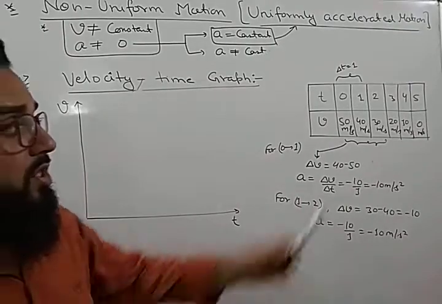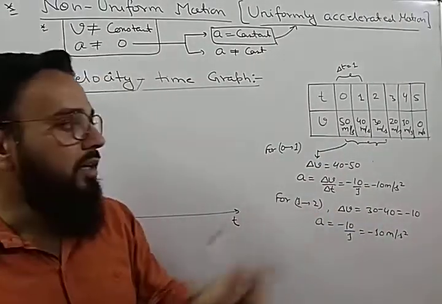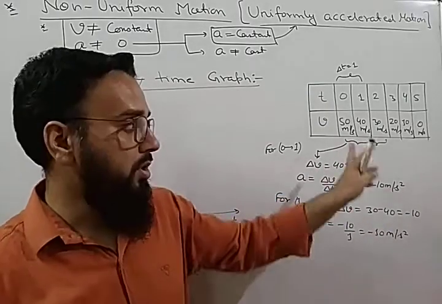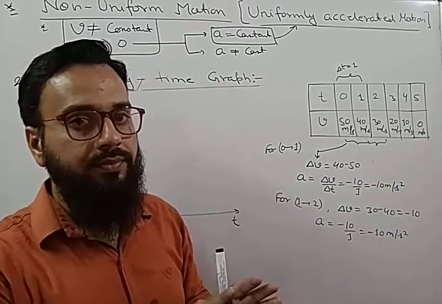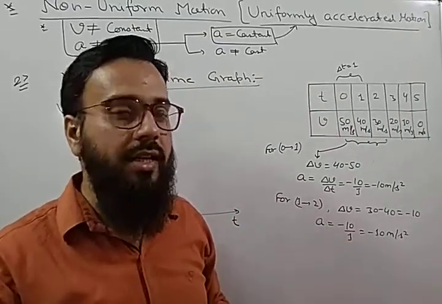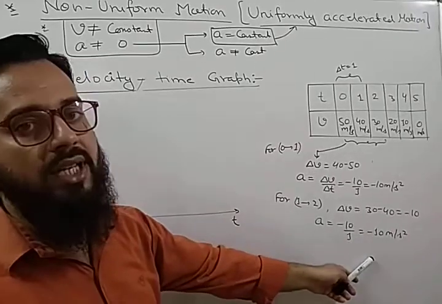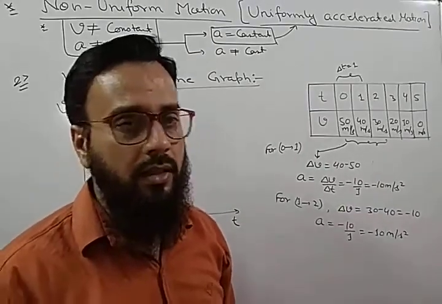It means velocity is decreasing at a constant rate. After every second, velocity is decreased by 10 meter per second. Velocity is not constant, but the change of velocity is constant. That means acceleration is constant, but this acceleration is coming with negative sign, which means we will say that this is retardation. Clear?